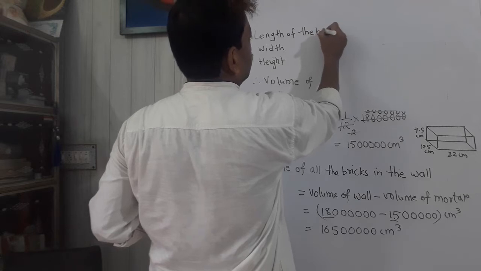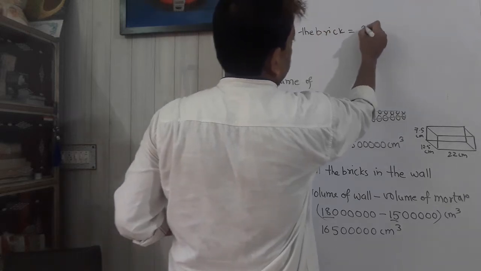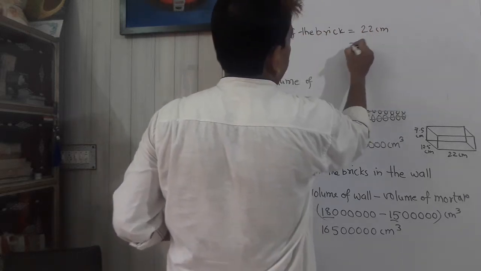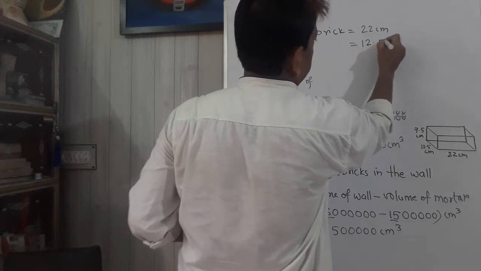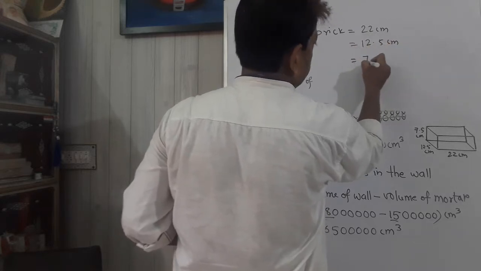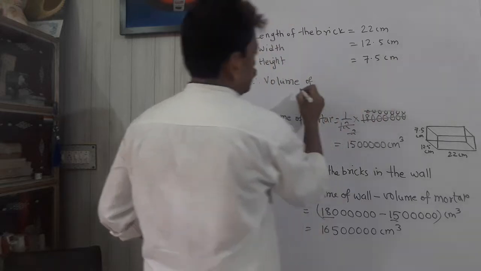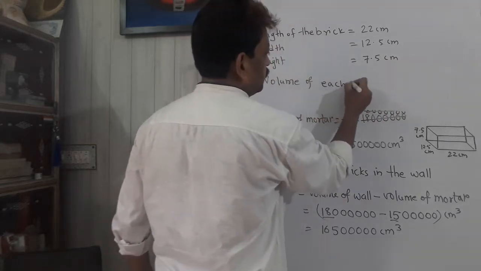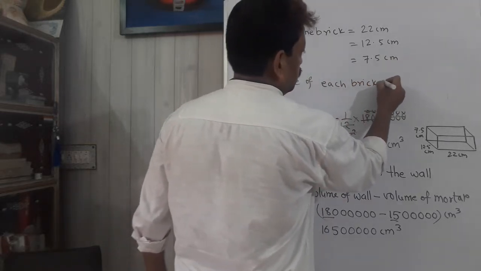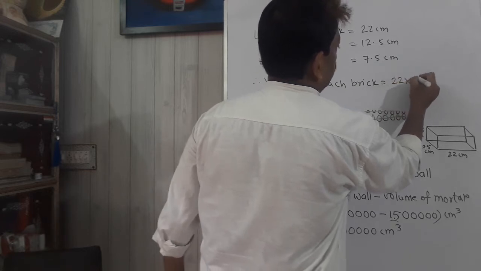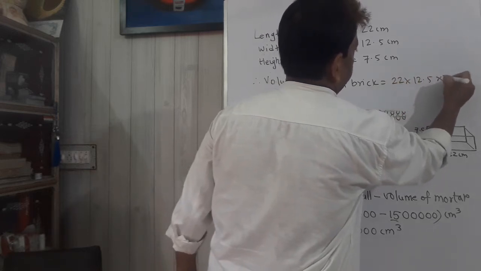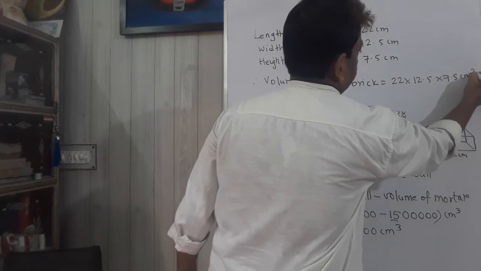Length of the brick equals 22 centimeter, width equals 12.5 centimeter and height equals 7.5 centimeter. So volume of each brick equals 22 into 12.5 into 7.5 centimeter cube.